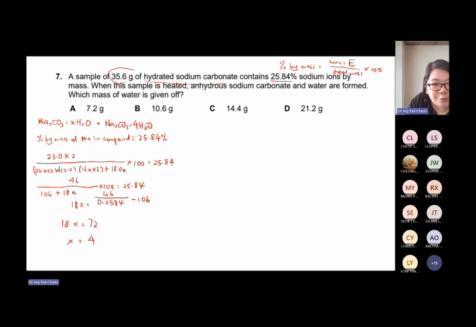Now, this one is useful. 35.6 gram of hydrated sodium carbonate. I can find the number of mole because now I know the full formula. If I know the full formula, I can find the Mr.